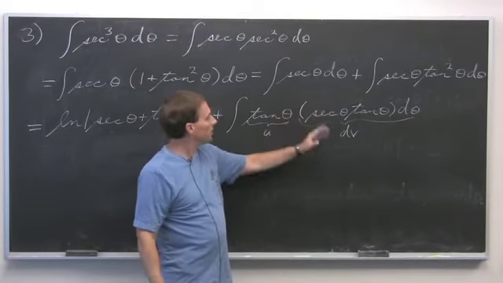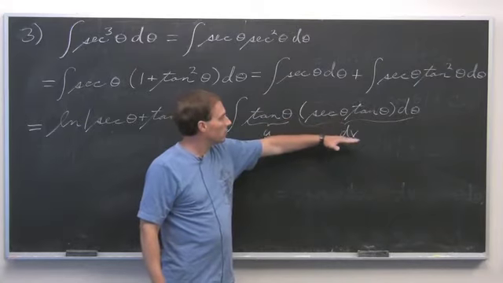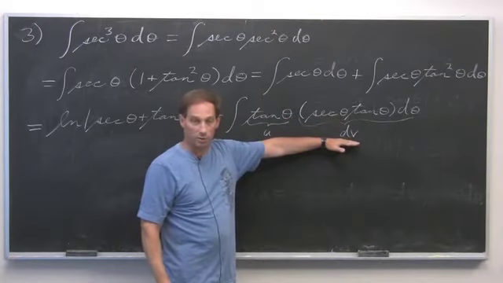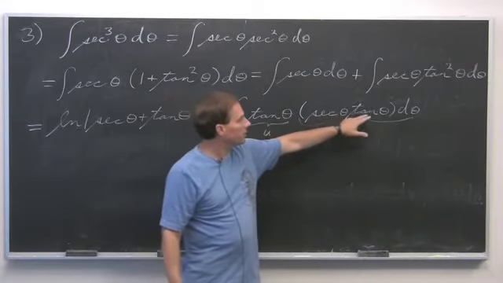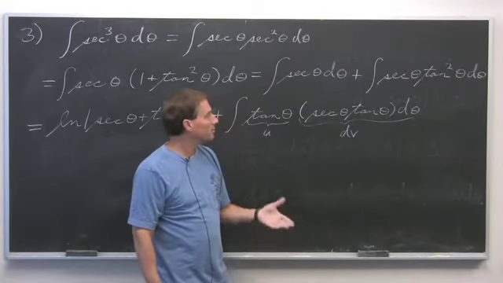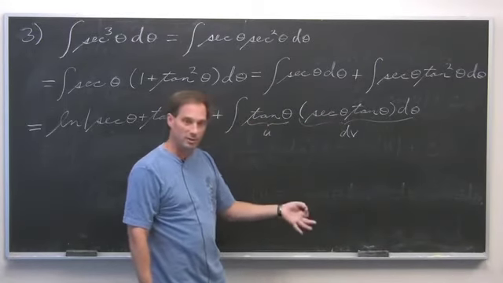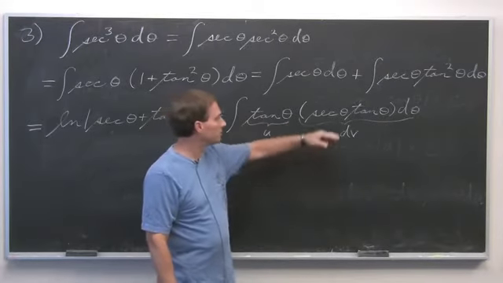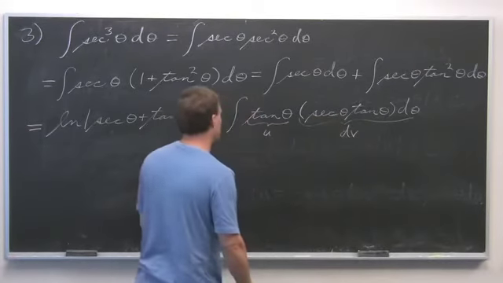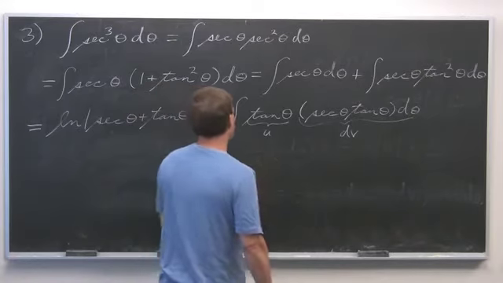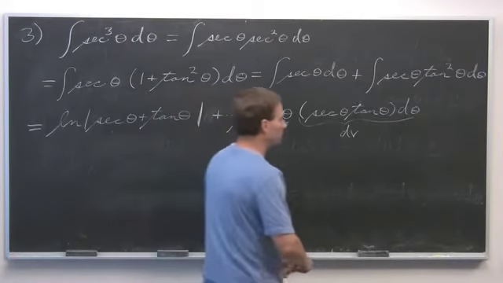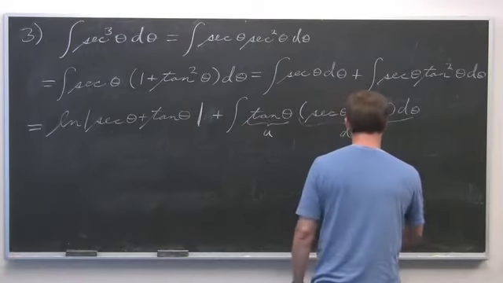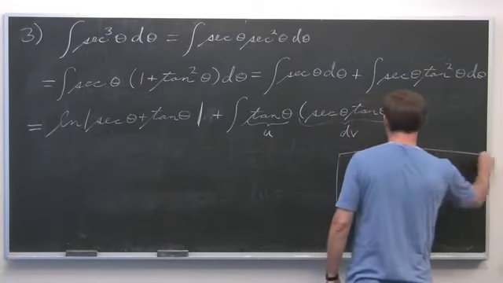The reason I split it up this way is because whatever you pick for dv, you have to be able to integrate to produce v, and we know that the integral of secant theta tan theta is just secant of theta. Right? The derivative of secant is secant times tangent. So the integral of secant times tangent is just secant. So I'm going to make this choice and integrate by parts.